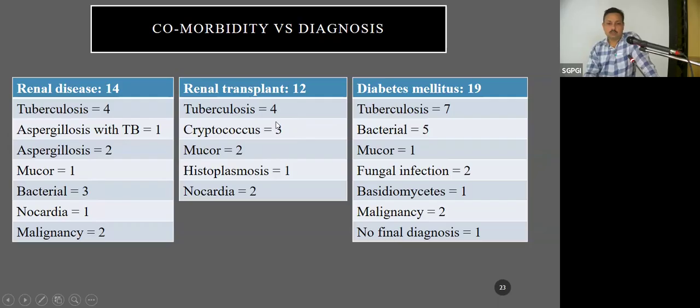So tuberculosis and fungal infections were quite common in renal transplant patients. In diabetic patients, again, tuberculosis was the most common diagnosis, followed by bacterial infection, and in some cases fungal infection, and also malignancy in a few. So these were the final diagnoses in the comorbidity categories.